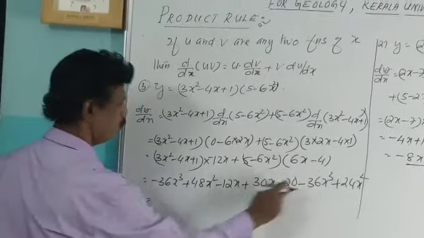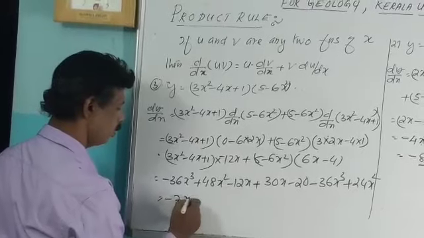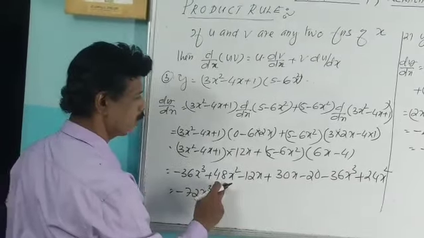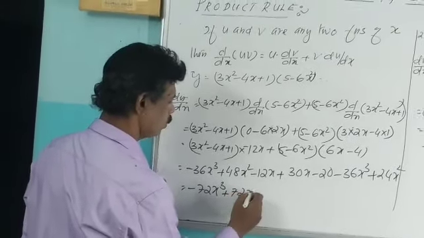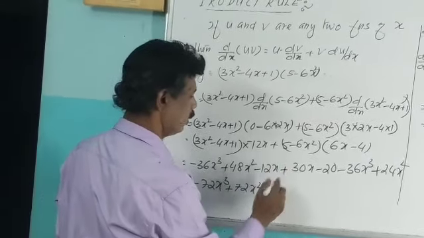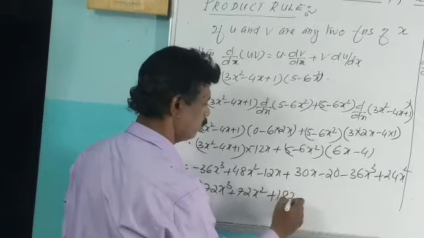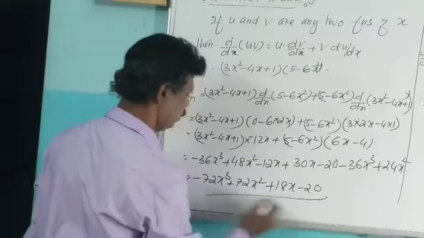Simplifying this term. Minus 36x cube minus 36x cube, minus 72x cube. 48x square and 24x square, 48 plus 24, 72x square. Minus 12x plus 30x, plus 18x, minus 20. That is its answer.